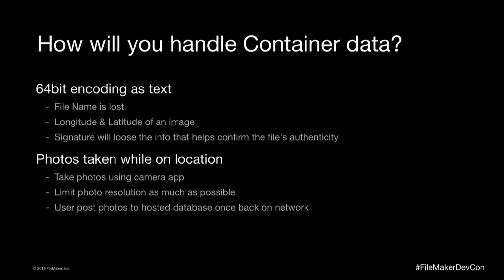How will you handle container data? So you could 64-bit encode it. That means you use a function that turns it into this massive text thing, and then when you get to the other side, you recompile it into a file. The problem is you lose metadata. You lose the name of the file, so make sure you get that and pass it along. And if you're capturing signatures, part of the beautiful thing of the signature capture is you're getting location and some other metadata. When it goes back together in FileMaker, it's now just a picture. It's a picture of their signature, but if part of the point was to prove that you signed it in this location on this date, you lost some of that.